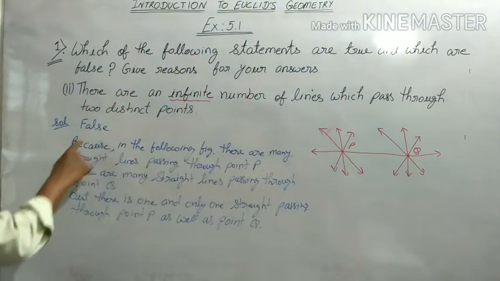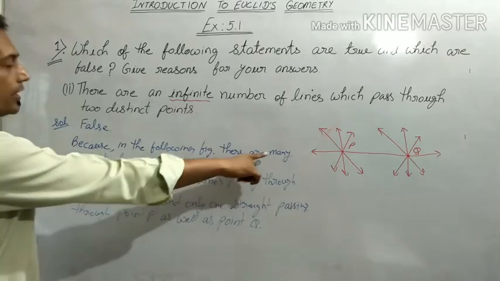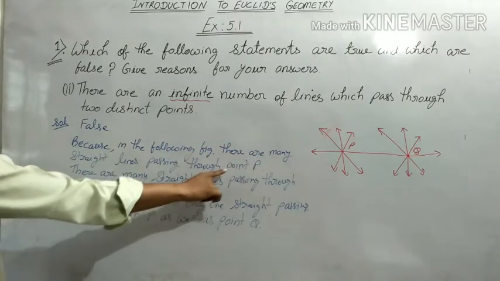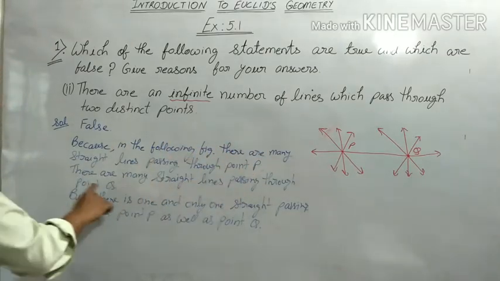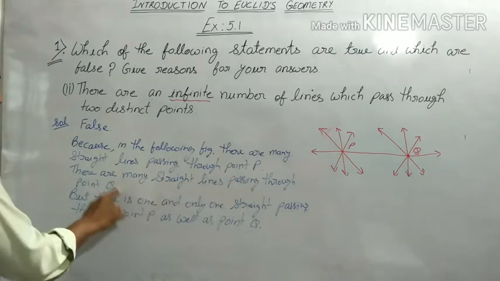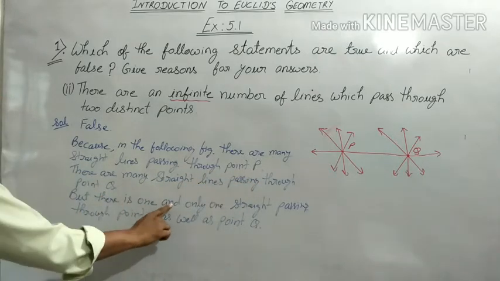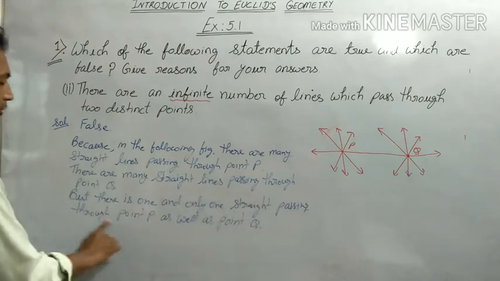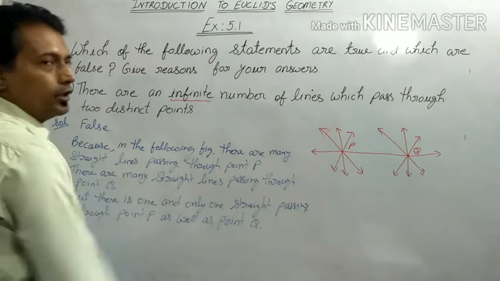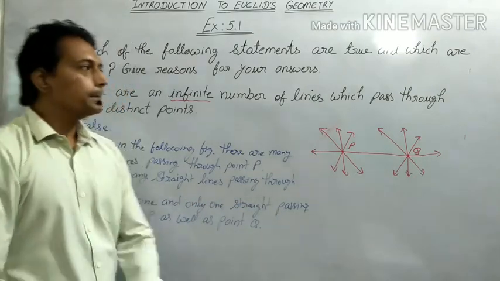The statement is false because in the following figure there are many straight lines passing through point P and there are many straight lines passing through point Q, but there is only one straight line passing through point P as well as point Q. Okay, students?